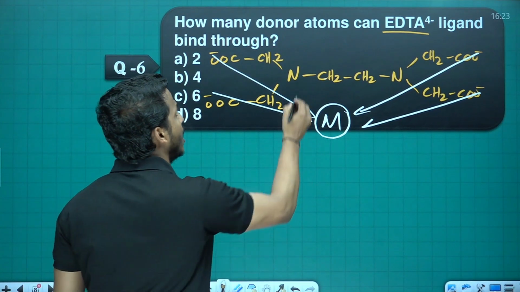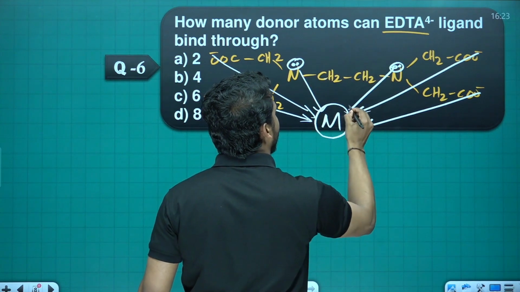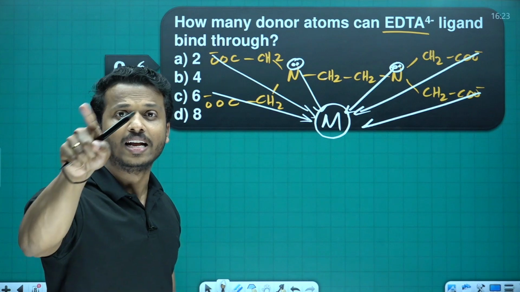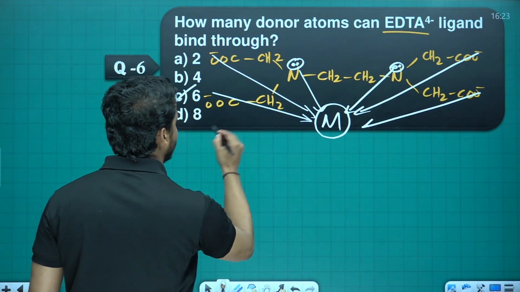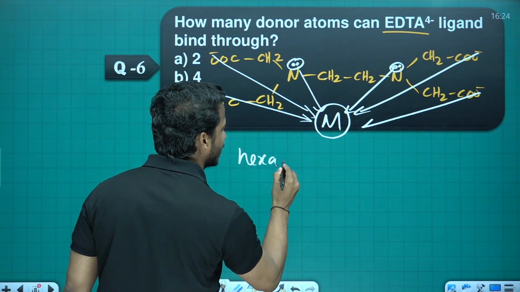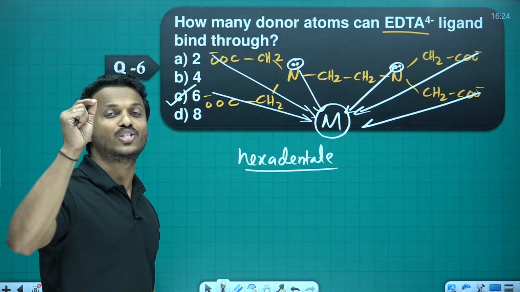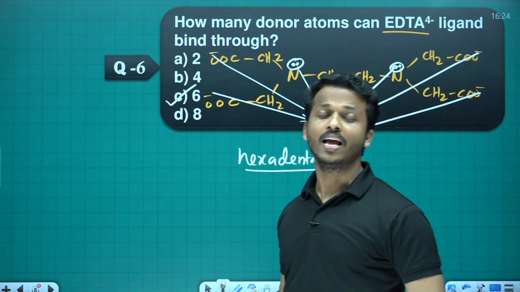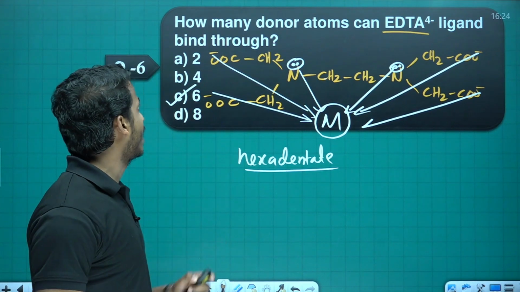6 is the answer because nitrogen contains a lone pair, my dear. That is also a donor atom. So EDTA can donate 6. That is, 6 donor atoms are present. So the answer is 6. And EDTA is considered a hexadentate ligand because there are 6 donor atoms. We studied EDTA under polydentate ligands. EDTA having 6 donor atoms is therefore considered a hexadentate ligand.